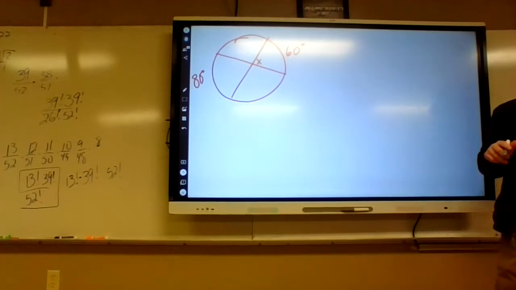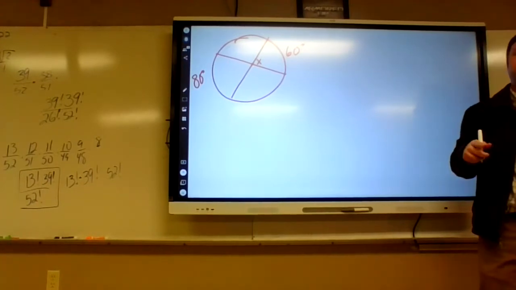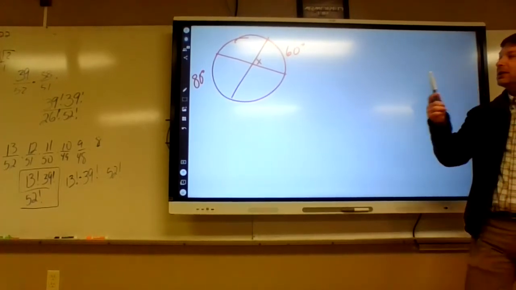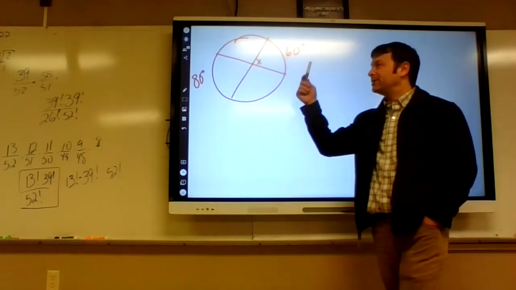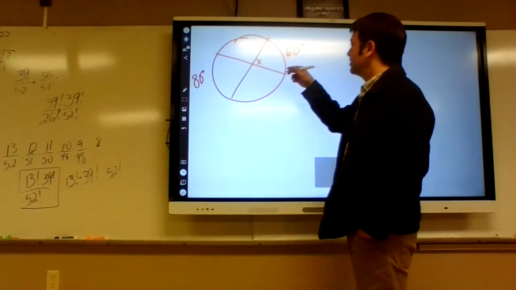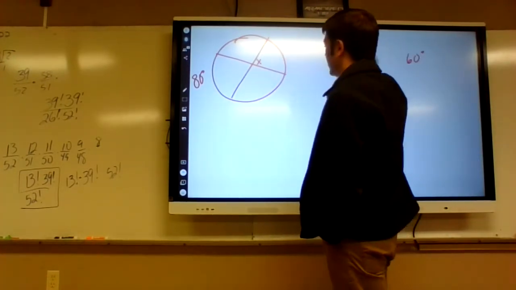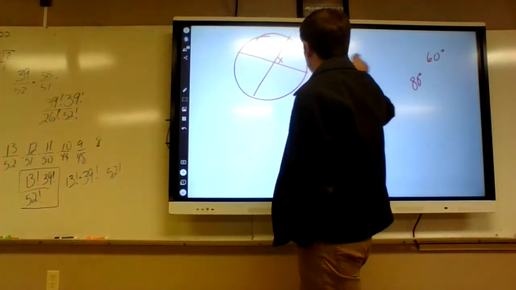Close. No, wait. Try when you start paying attention. You do 80 plus 60 divided by 2 to find this angle X right here. But we're not really doing the angles thing today. That was an old chapter.